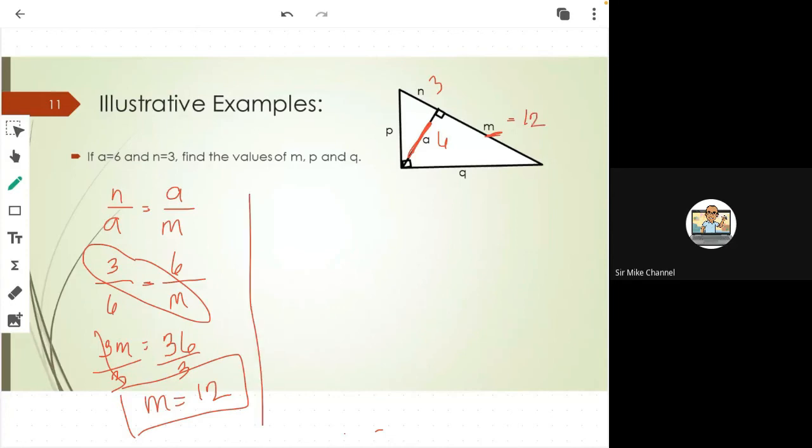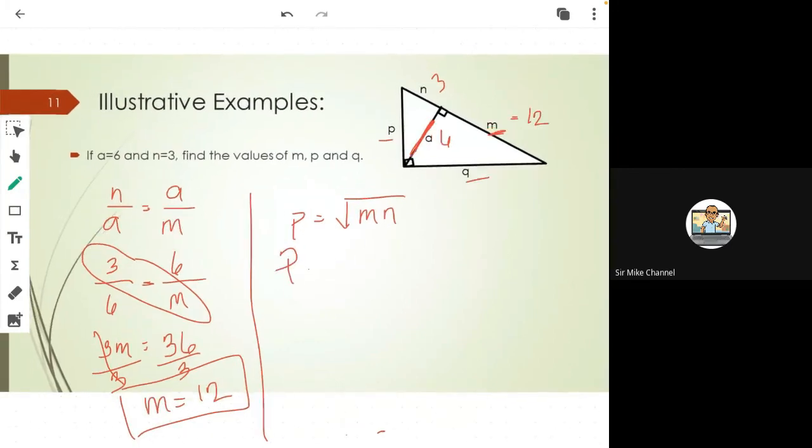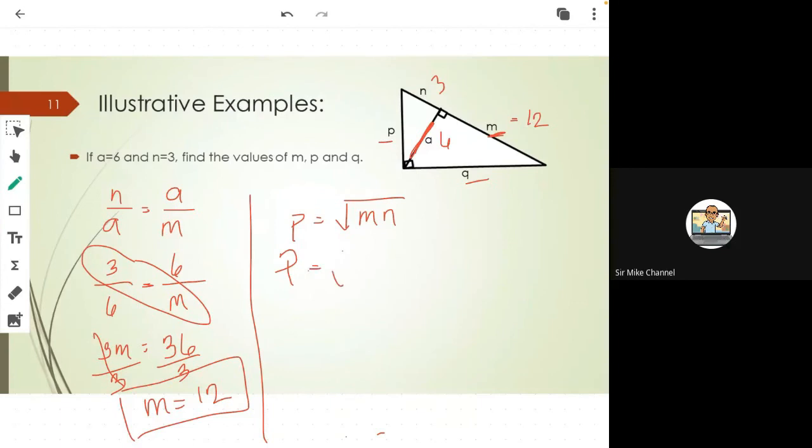Okay, next. So, nasolve natin yung hypotenuse natin. Pwede natin isolve yung dalawang legs, the line segment P and Q. Okay, number 1. So, how about yung P? Ang formula nito is the square root of M times N. Okay, this one, P. Square root of M, 12.